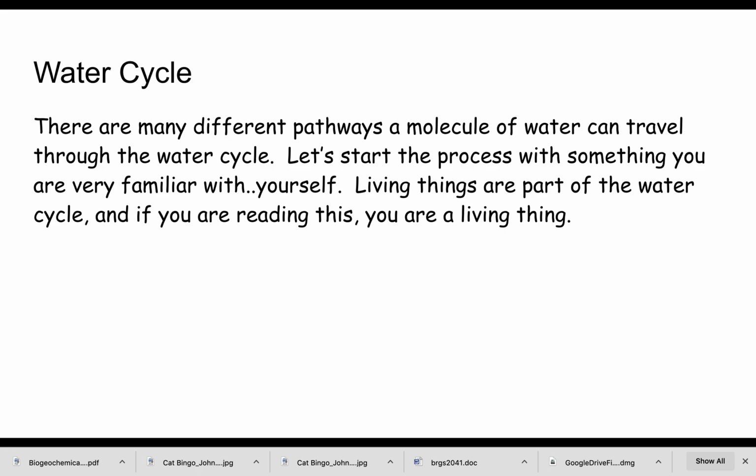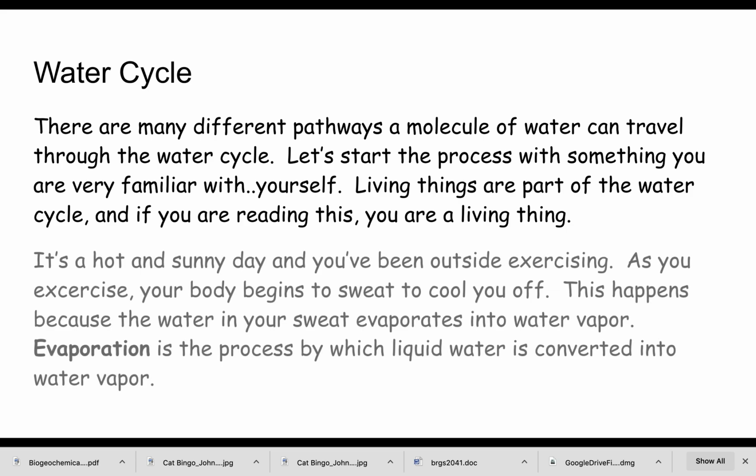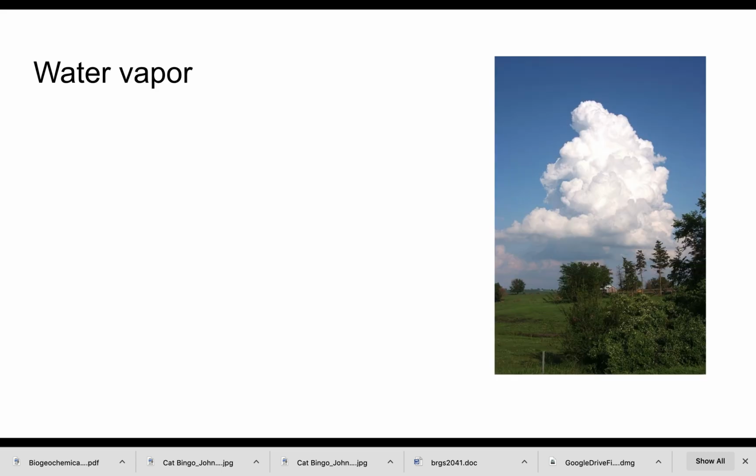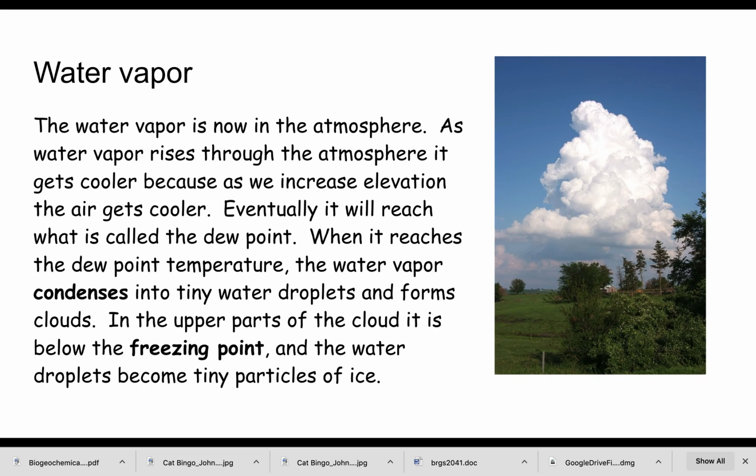We'll start with yourself. As a living thing, you are a part of all of these cycles that we're going to be talking about. So, say it's a hot sunny day and you've been outside exercising. And as you exercise, you start to heat up, so your body will begin to sweat in order to cool you down. When you sweat, the water in your sweat will evaporate into water vapor, and as it does, it takes a little bit of heat energy from it, so you feel cooler. So this is evaporation. The sweat is evaporating off the surface of your skin and going from liquid water into water vapor. The water vapor is now in the atmosphere.